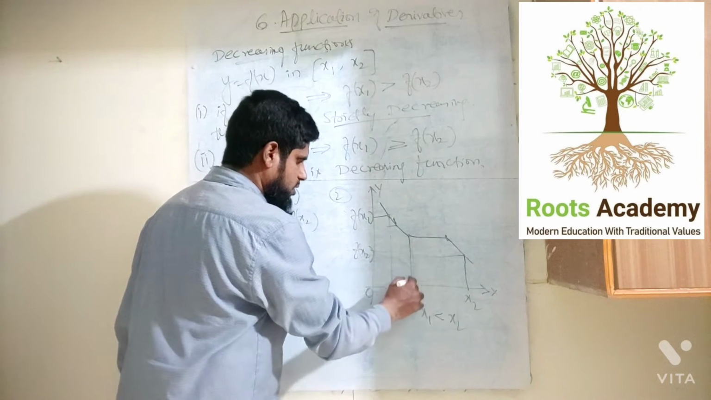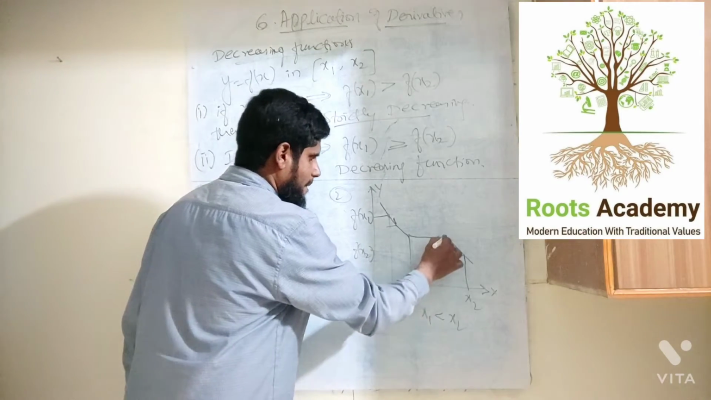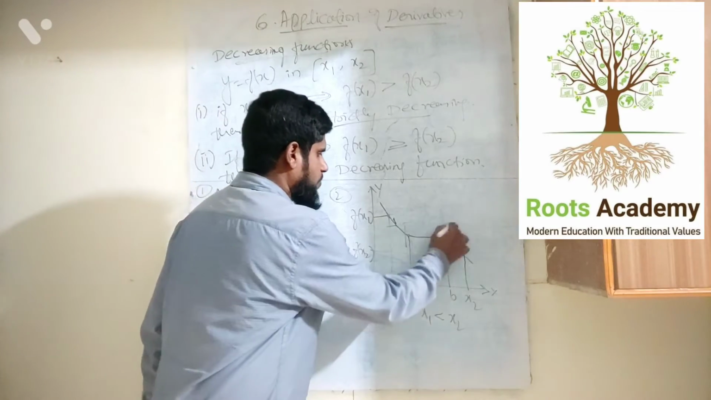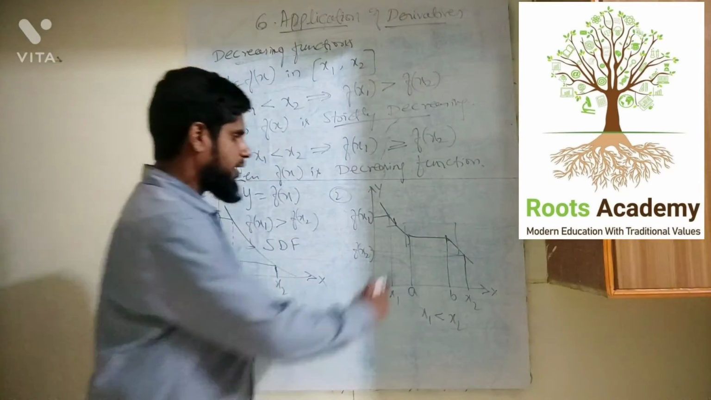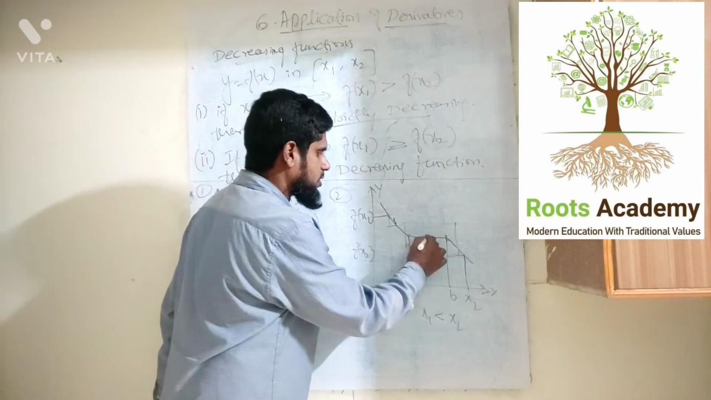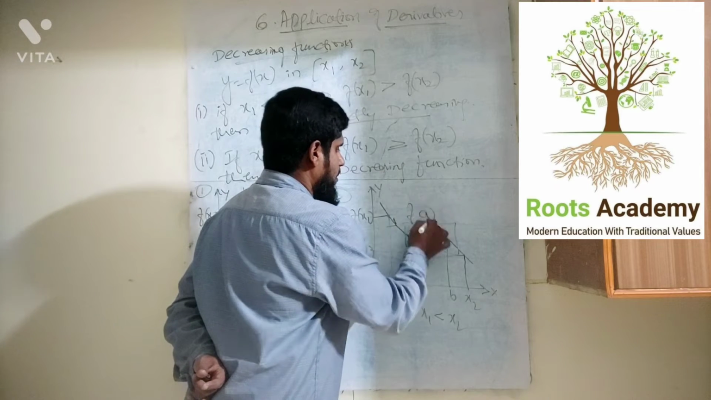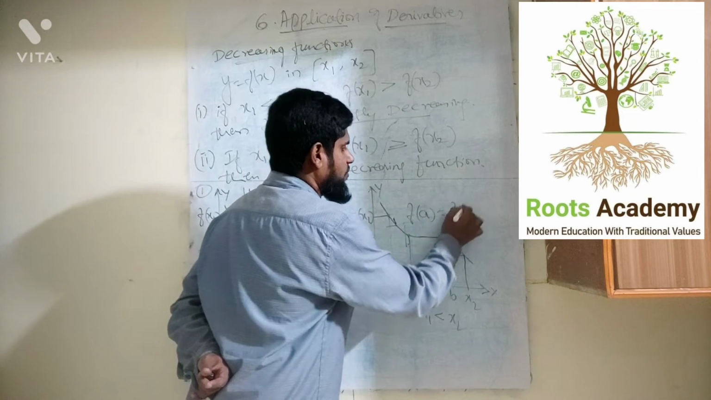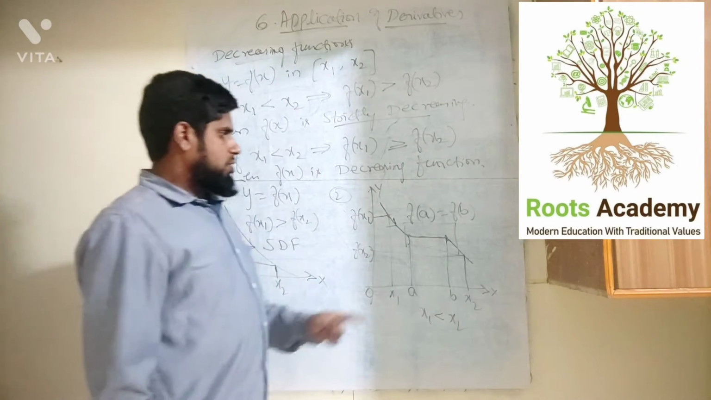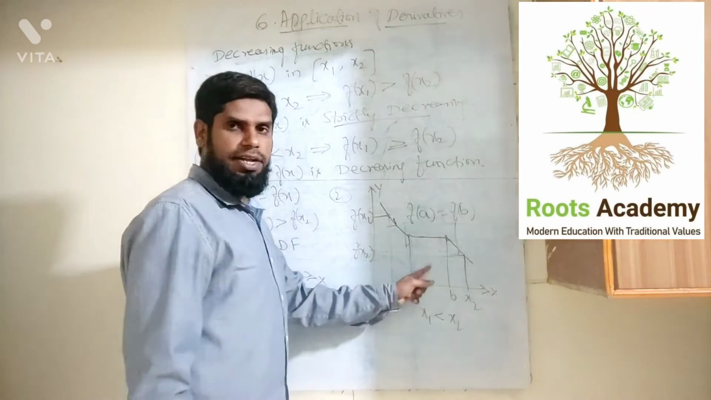Or I can call this A, and this is B. Then at this point, it is a constant. It is neither increasing nor decreasing. It is just a constant, straight line. So here, f of A is equal to f of B. So this is the only difference between the strictly decreasing and the decreasing function.